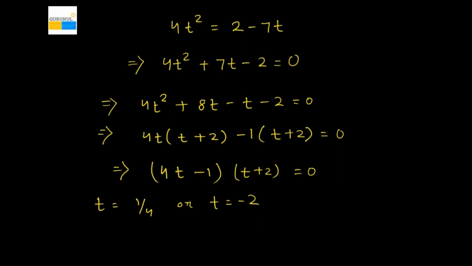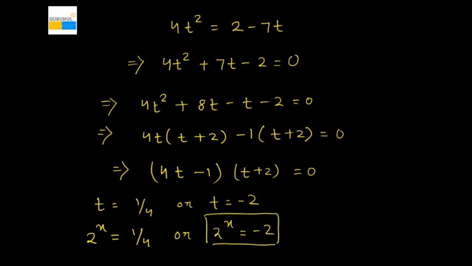So what was t? We took 2 to the power x as t. So you will say 2 to the power x equals 1 by 4 or 2 to the power x equals minus 2. So you will say this is not possible. Why? Given a positive base, that is a, over here is 2, 2 raised to the power any number can never be negative. So you will say this is not possible.